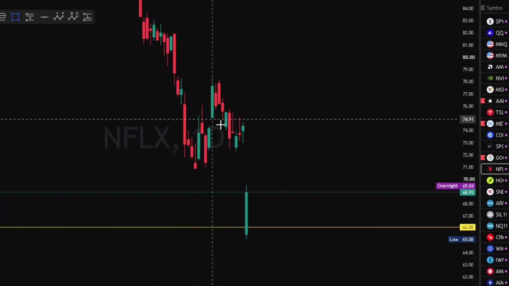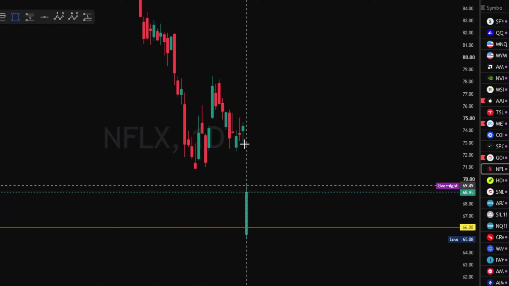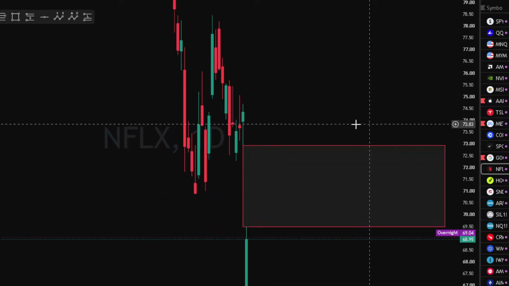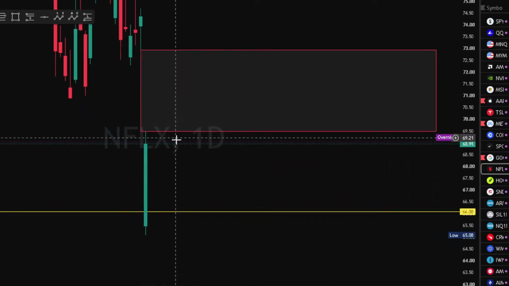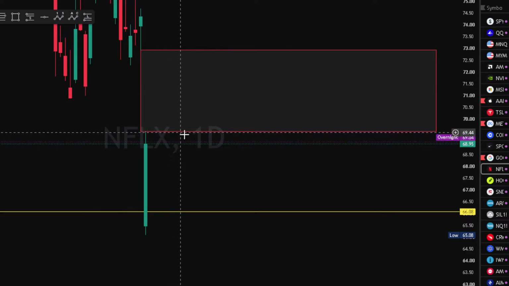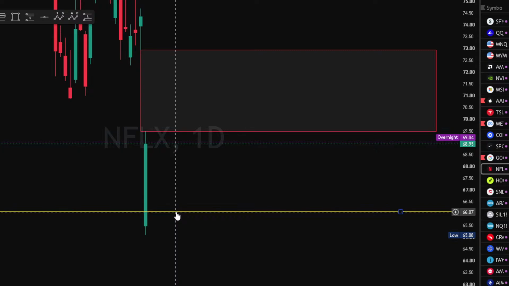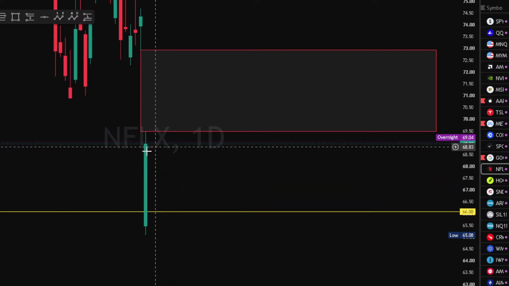Honestly, for Netflix, depending on where we open up at, if we open below the gap, I'm gonna look for that potential retest. We can get a downtrend underneath there. That's when I look for them shorts down to that 6608 level.